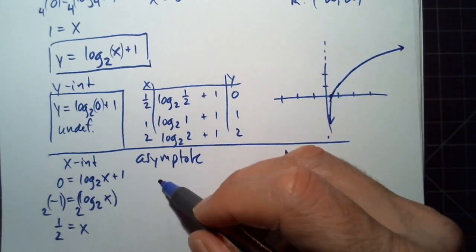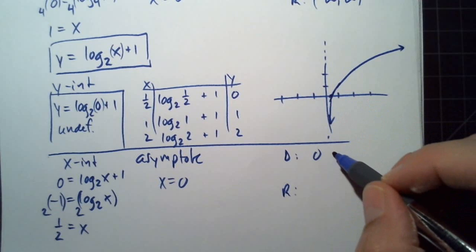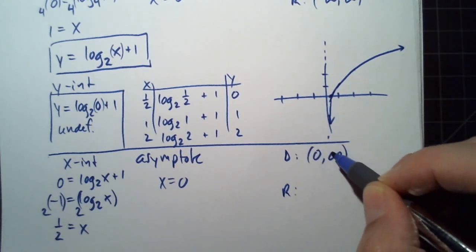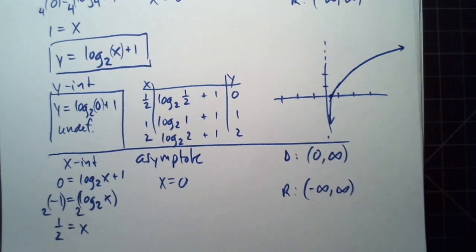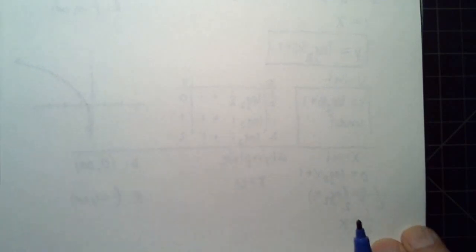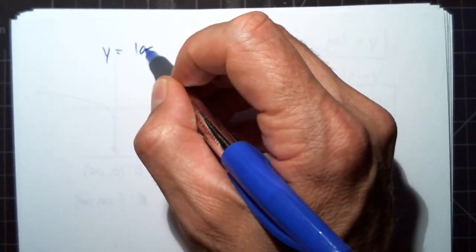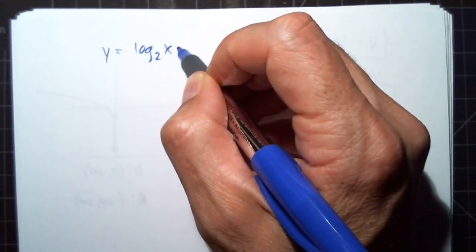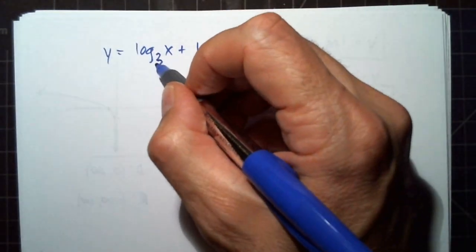The asymptote is at x equals 0. The domain starts at 0, goes to infinity, and the range is all real numbers. We just did that. Let's do this. Base 3.